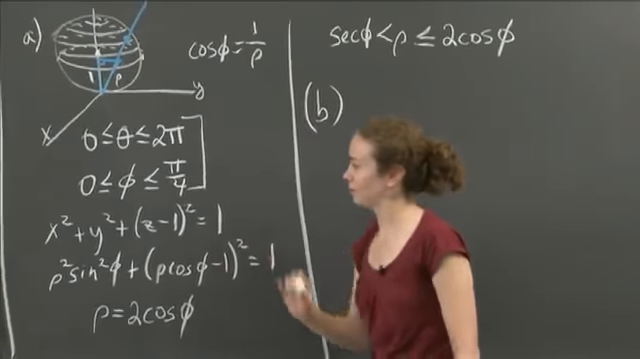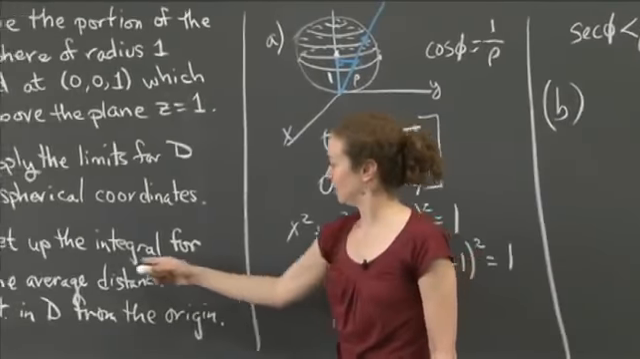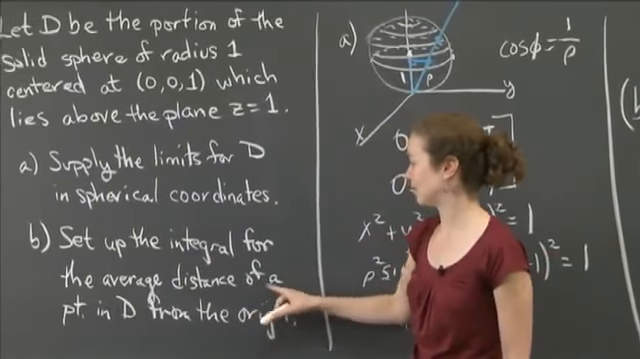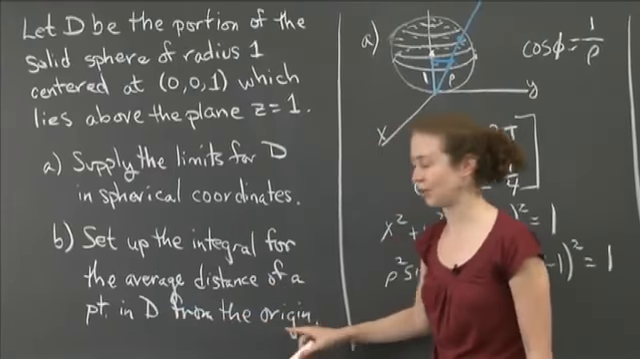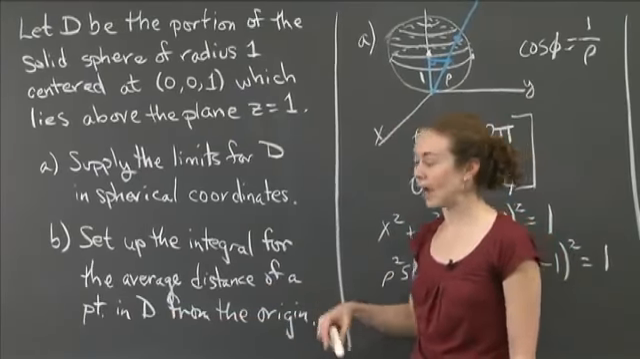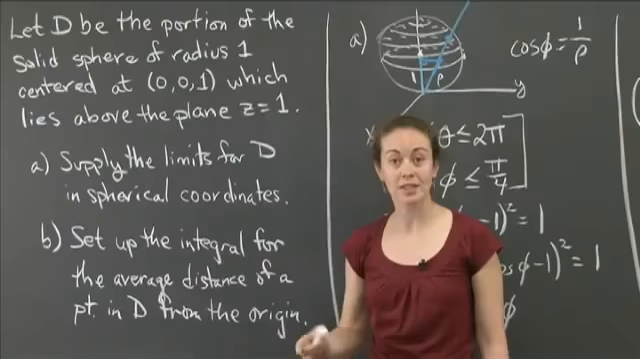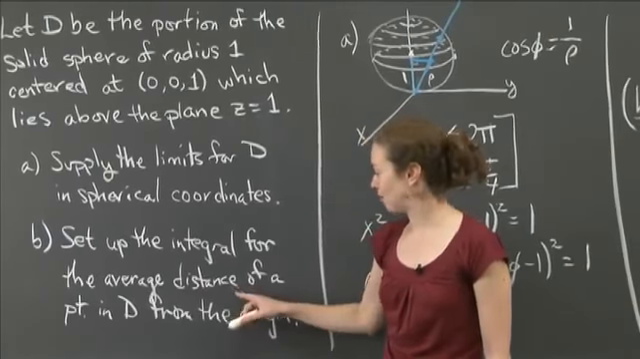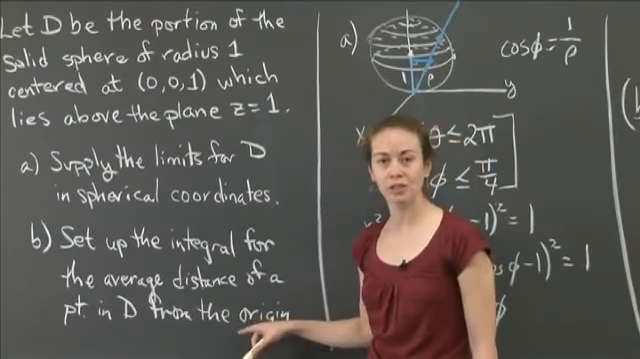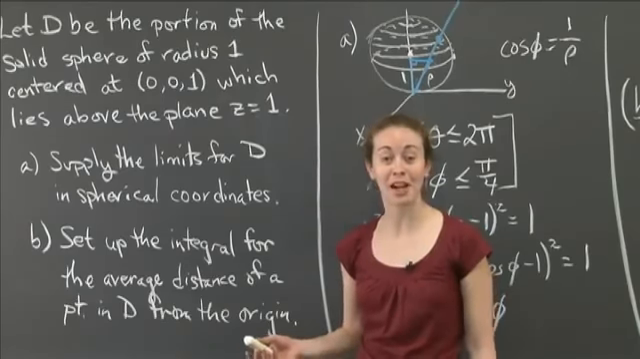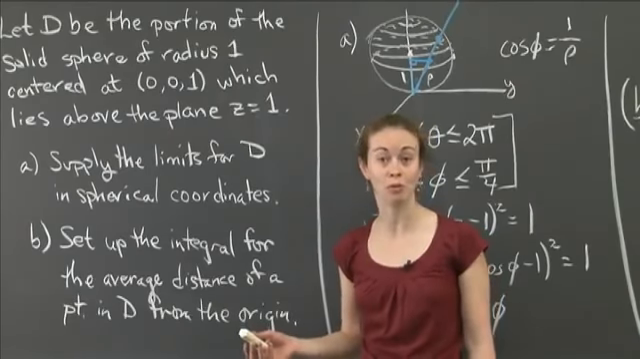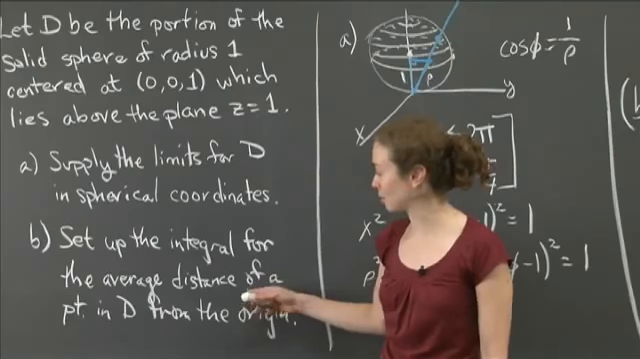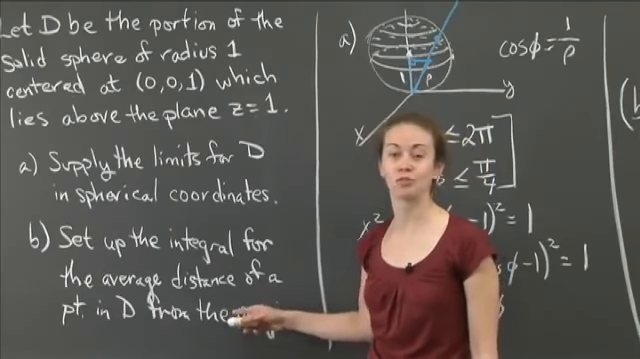Part B, let's come back over and remind ourselves what it said. It said set up the integral for the average distance of a point in D from the origin. So I'm taking the average value of a function. What is that function I'm averaging? How do I find the distance from the origin? Well, the distance from the origin is a great function to have in spherical coordinates because it's just rho. So the function I'm supposed to average over is the function rho.